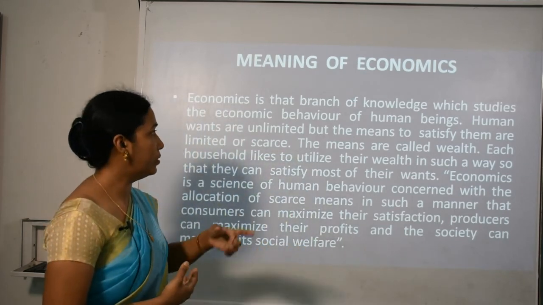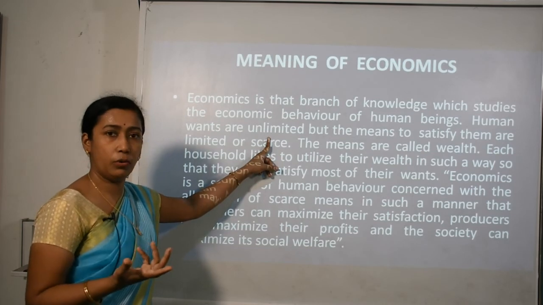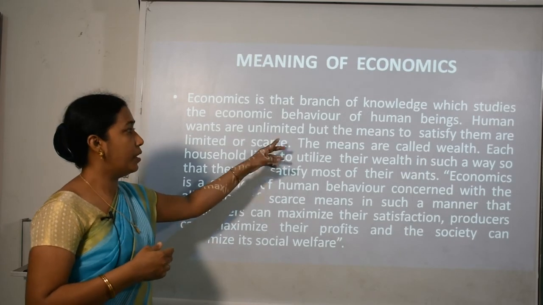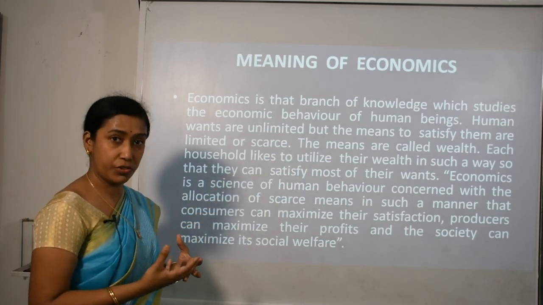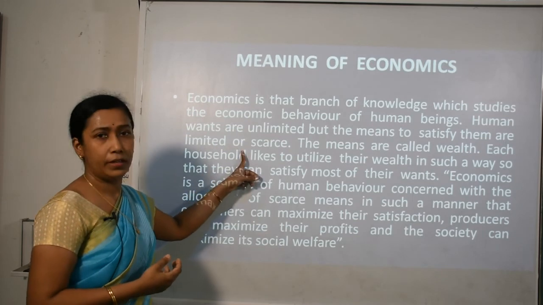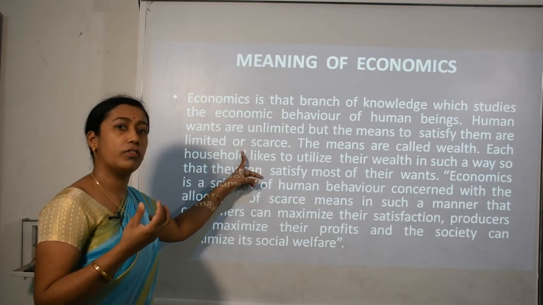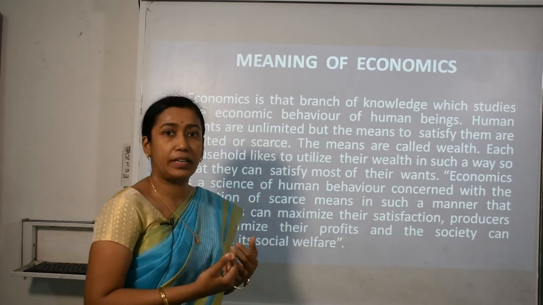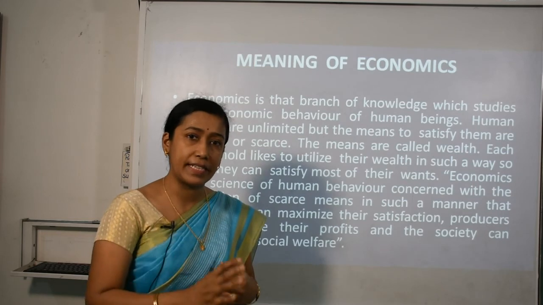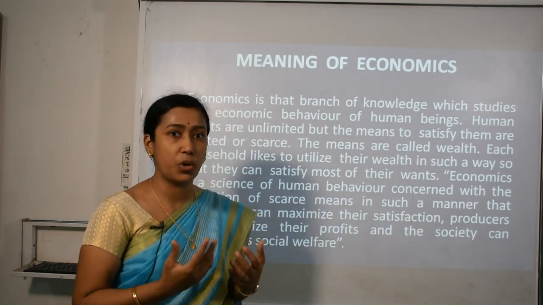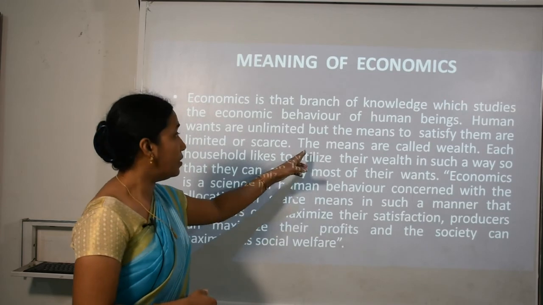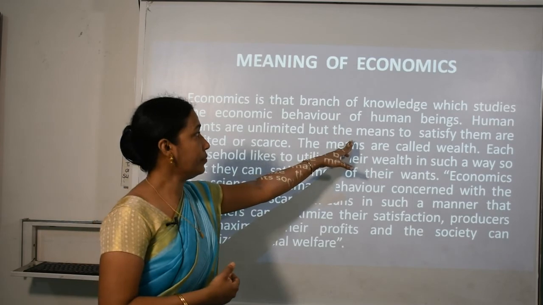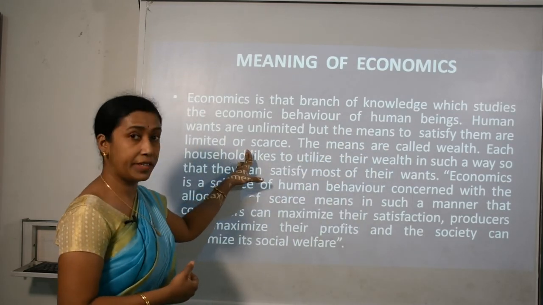in terms of wealth. So human wants are unlimited, as we all know that our wants are never ending. They are unlimited in nature, but the means, that is the resources to satisfy them, are very limited. That means the means, or we can call it money also, to get these resources to satisfy ourselves, these resources are scarce. When we say scarce, it means there is a shortage of these resources. The means are called wealth. Every time we will use the words, the means to satisfy them are limited or scarce.